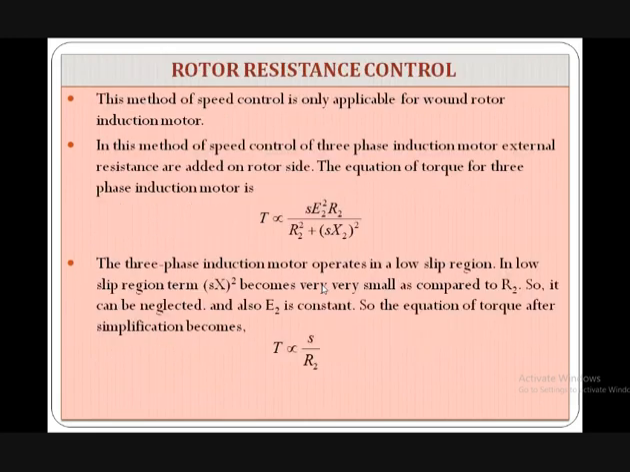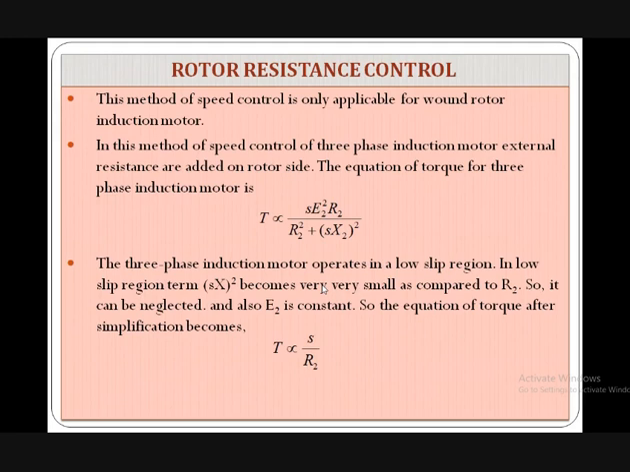The next method is the rotor resistance control method. This method of speed control is only applicable for wound rotor induction motors because for this type of rotor construction, additional resistance can be added on the rotor side. We know the torque equation of a three-phase induction motor is given by the expression T is directly proportional to S into E2 square into R2 divided by R2 square plus S into X2 whole square.